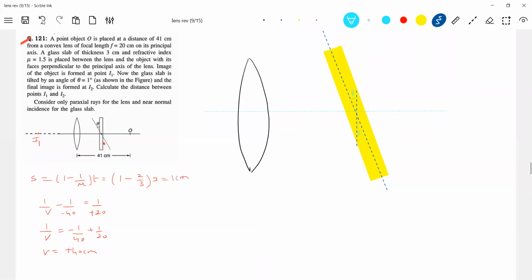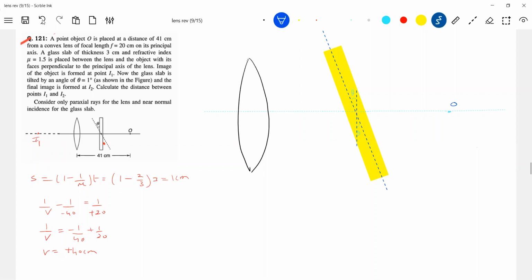Let's get into the problem. The object, I'm not going to change. Object where it is, it is there only. The position of the object I didn't change. Where the object is, the object will be there only. So I'm not going to disturb the object. The object is here only.